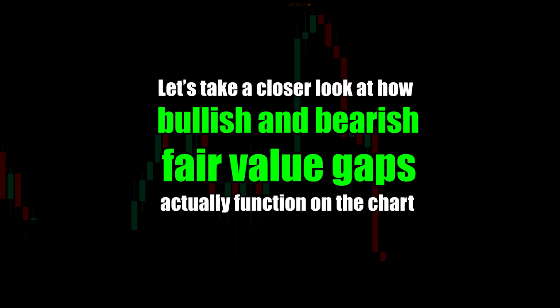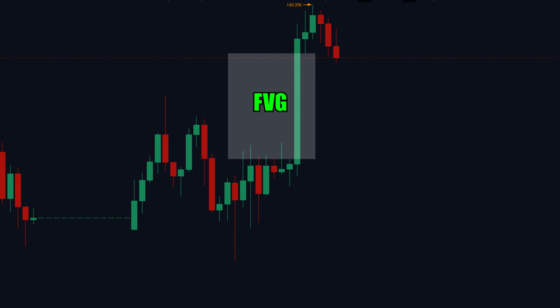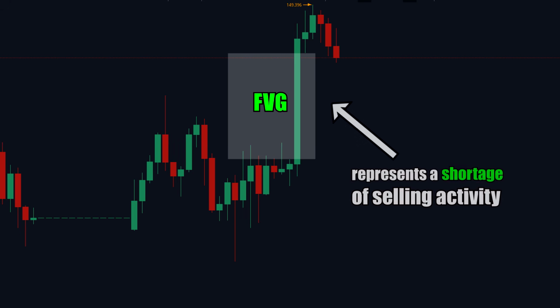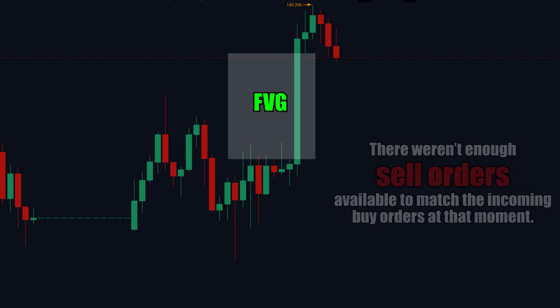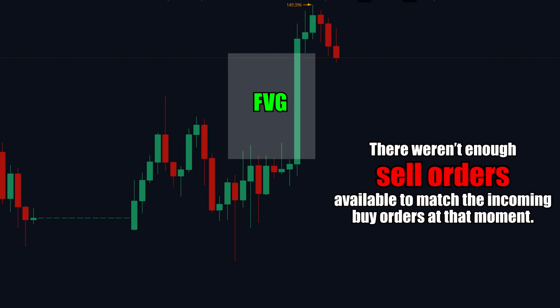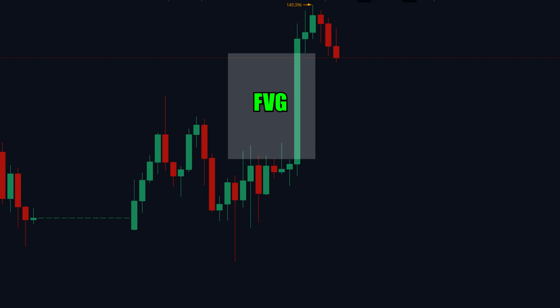Let's take a closer look at how bullish and bearish fair value gaps actually function on the chart. When a bullish FVG forms, the gap between candles, where their wicks don't touch, represents a shortage of selling activity. In simple terms, there weren't enough sell orders available to match the incoming buy orders at that moment. This leaves behind unfilled buy orders within that price zone.